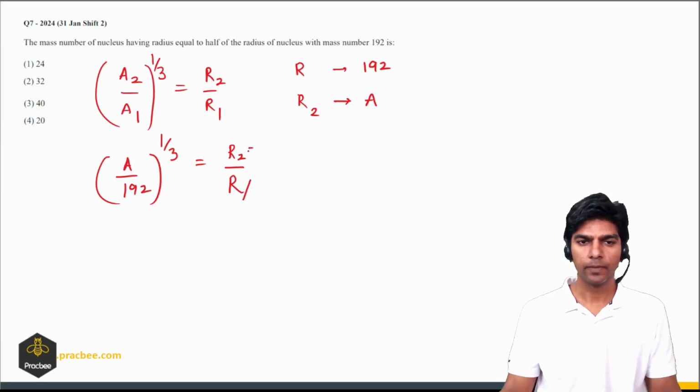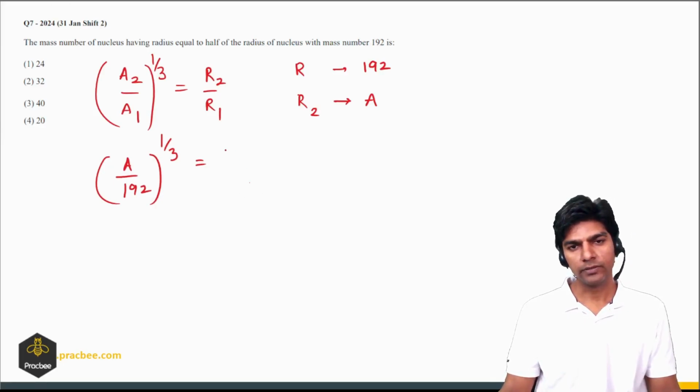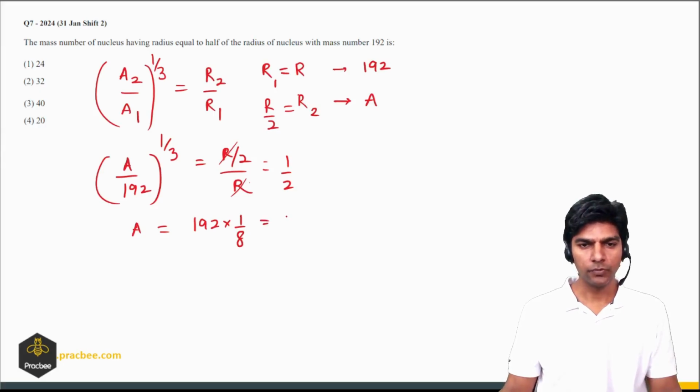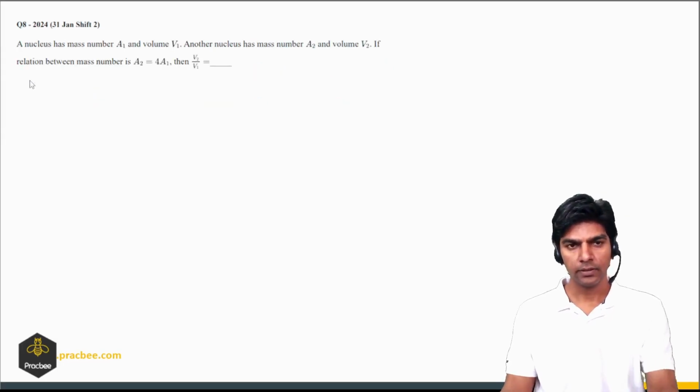R2 is R by 2, and let me correct this. R2 is R by 2 and R1 is R, right? So this is R1 and R2 is R by 2. So this will be 1 by 2. Let us take cube on both sides. So it will be A equals 192 times 1 by 8. Right? So this comes out to be 24. So option 1 is the right answer.